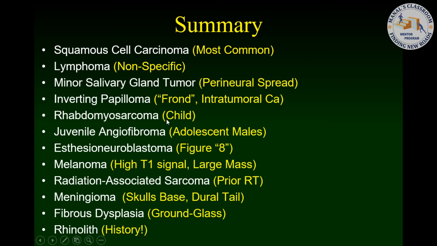In a child, think of rhabdomyosarcoma. In an adolescent male, and again, I don't know what the upper age limit of an adolescent male is, but if you see this with multiple flow voids, think of juvenile angiofibroma. If you see a figure 8 lesion, esthesioneuroblastoma. High T1 signal, melanoma. Prior radiation therapy, some type of sarcoma. Skull base with a dural tail, meningioma. Ground glass, fibrous dysplasia. And history, always consider a rhinolith.